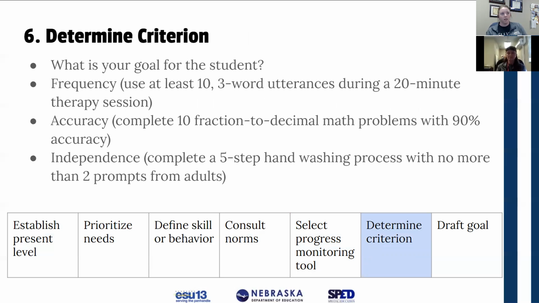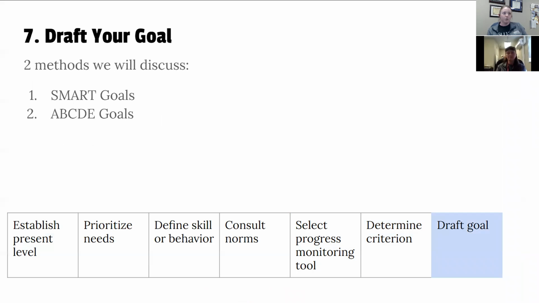Next is to determine your criterion. So what is the goal? So you might have something that is based on frequency, like the student would use at least 10 3-word utterances during a 20-minute therapy session. You might do something based on accuracy, like completing 10 fraction to decimal math problems with 90% accuracy. Or you might have something based on independence, especially around a life skill, like completing a 5-step hand washing process with no more than 2 prompts from adults. So there are different ways, depending on the skill, that it might make more sense to use different types of criteria. The last step then is actually drafting your goal.